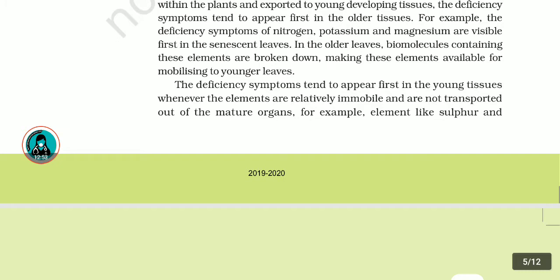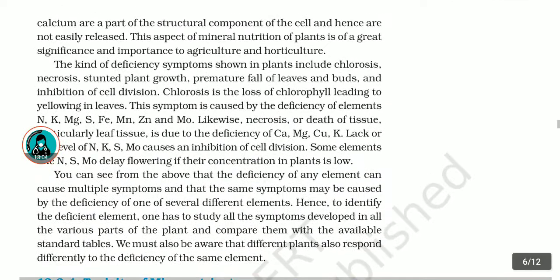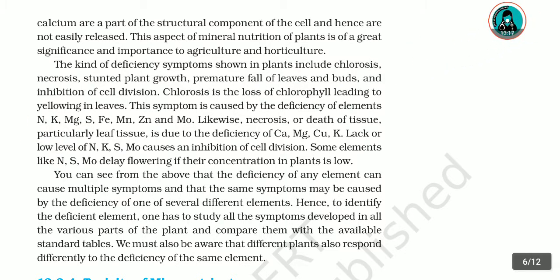The deficiency symptoms tend to appear first in the young tissues whenever the elements are relatively immobile and are not transported out of the mature organs. For example, elements like sulfur and calcium are a part of the structural component of the cell and hence are not easily released. The aspect of mineral nutrition of plants is of great significance and importance to agriculture and horticulture. The kinds of deficiency symptoms shown in the plants include chlorosis, necrosis, stunted plant growth, premature fall of leaves and buds, and inhibition of cell division.